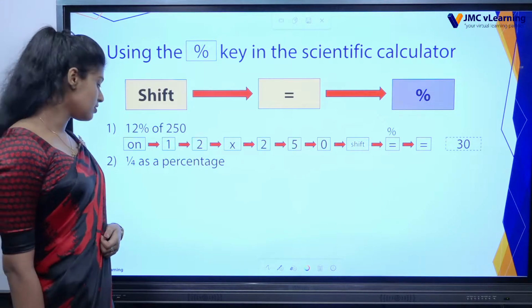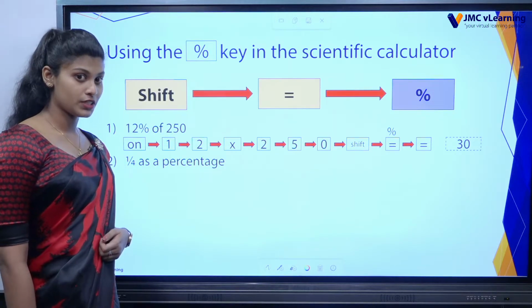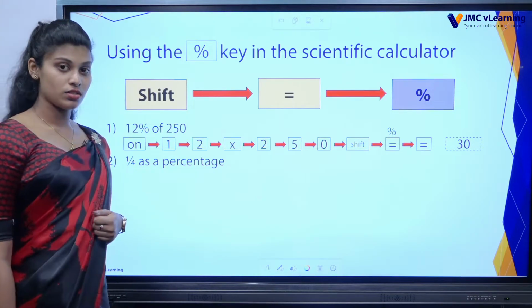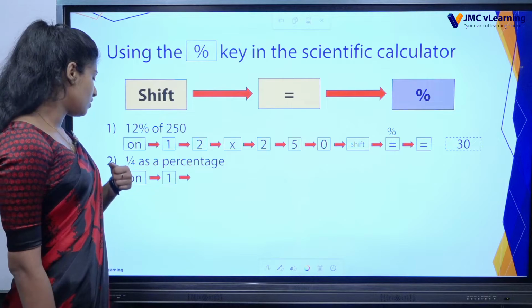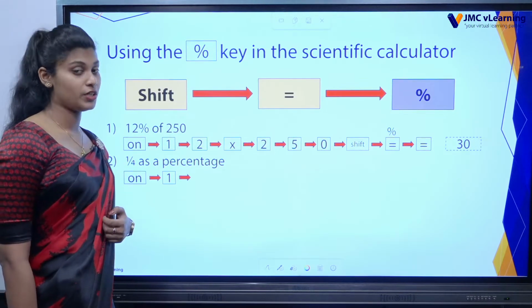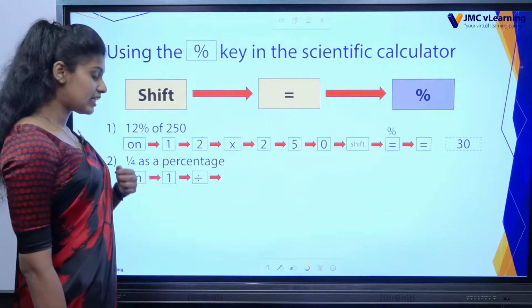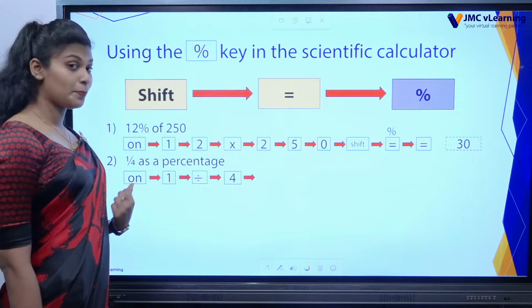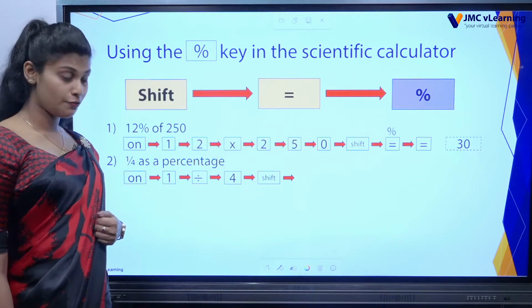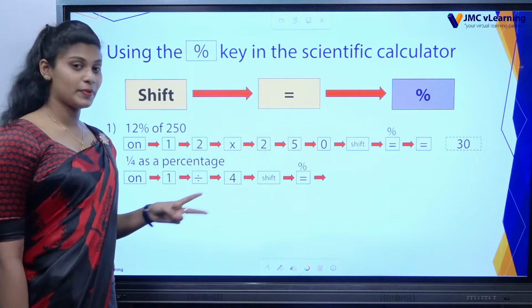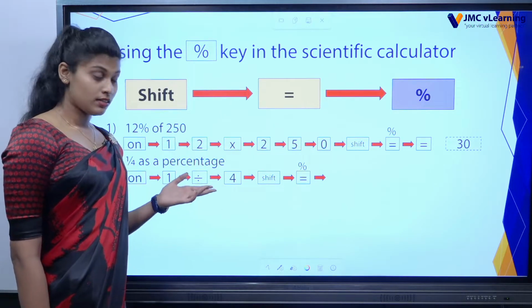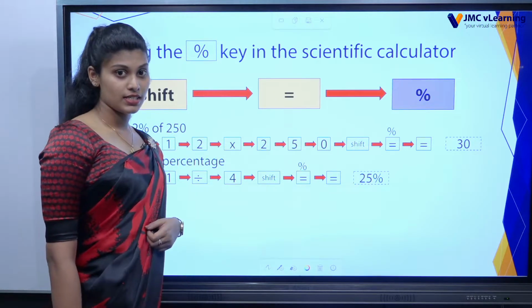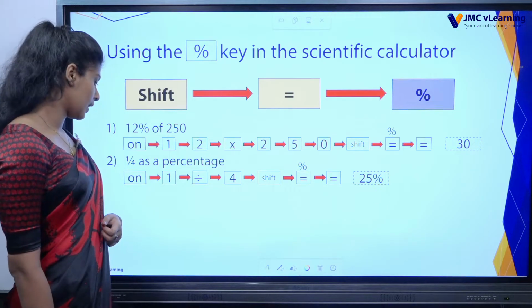The next example, quarter as a percentage. Quarter means 1 over 4. Over means division, so 1 divided by 4 as a percentage. Here also you have to press the on button, then 1, over means division, so press the divide key, then 4. To take the percent symbol you have to press shift, then equal. After pressing those two keys you can take the percentage symbol, then press the result key. The result is 25%.